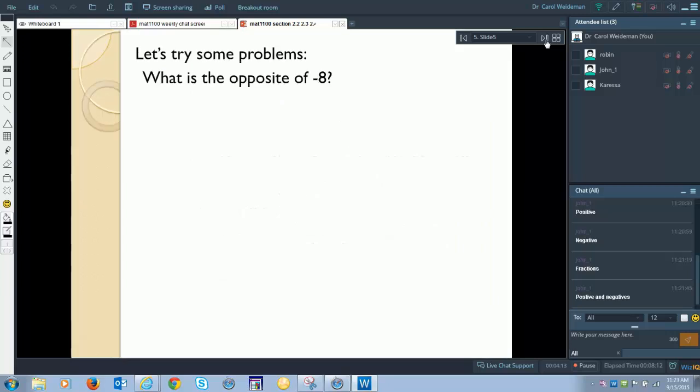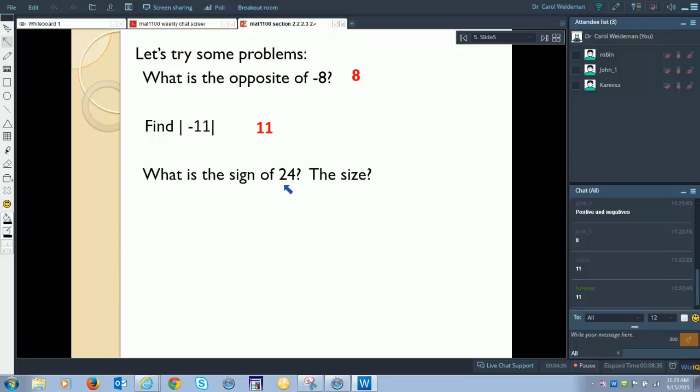So let's try a couple problems. What's the opposite of 8? Anybody want to try that one? What's the opposite of 8? Yeah, positive 8. Good. Find the absolute value of -11. What's the absolute value of -11? That's 11, right. It's the distance from 0. Good. What is the sign of 24 and what is the size?